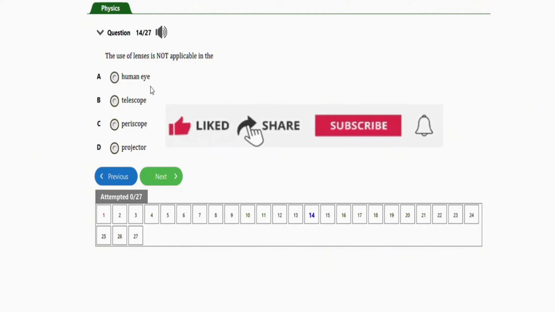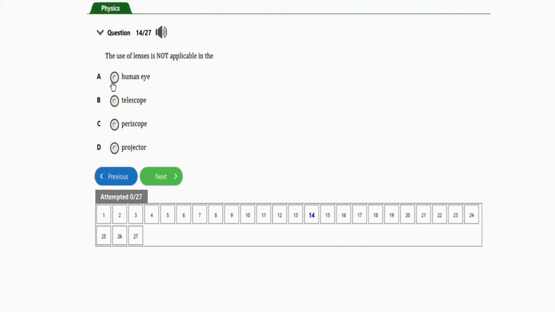So this question says, the use of lenses is not applicable in the, we have telescope, we have periscope, we have projector.